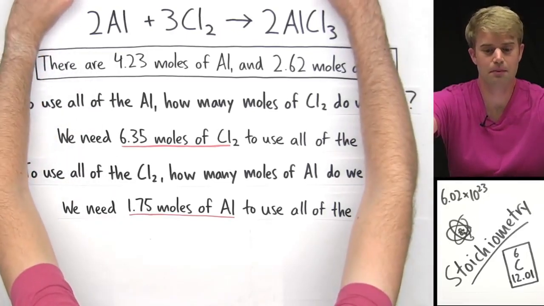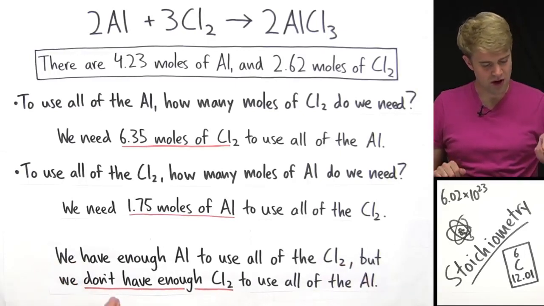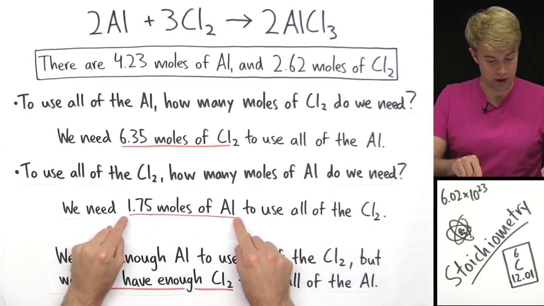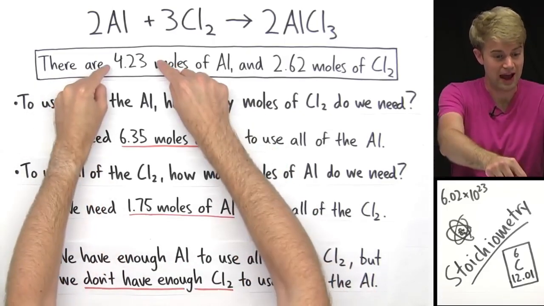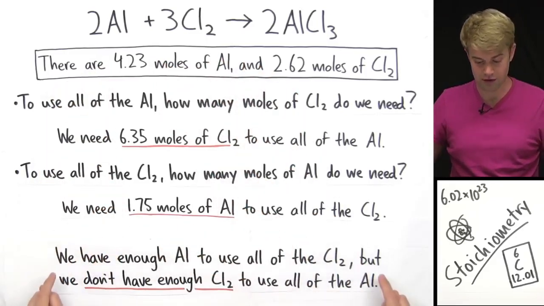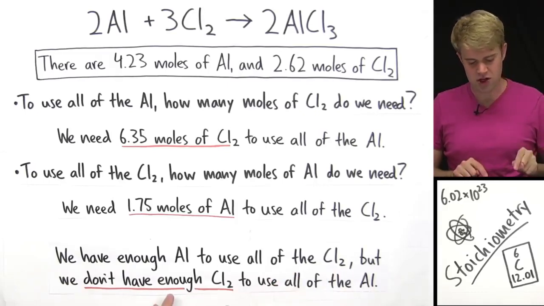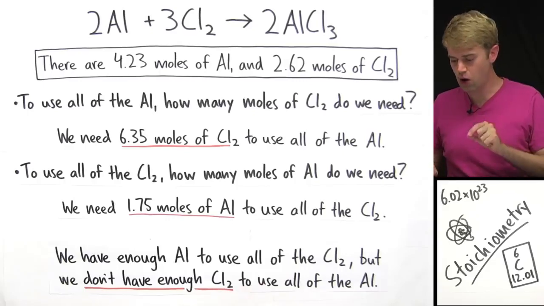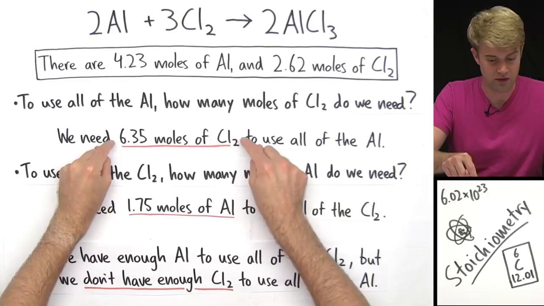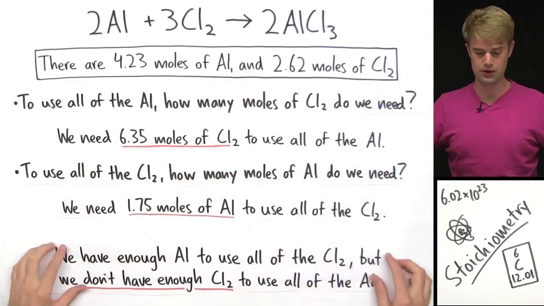So to sum up what we've just figured out with the math here, we can say we have enough aluminum to use all of the chlorine, right? We have 4.23 moles of it. We only need 1.75 moles. We have enough aluminum to use all of the chlorine, but we don't have enough chlorine to use all of the aluminum. To use all the aluminum, we need 6.35 moles of chlorine. We only have 2.62 moles of chlorine.